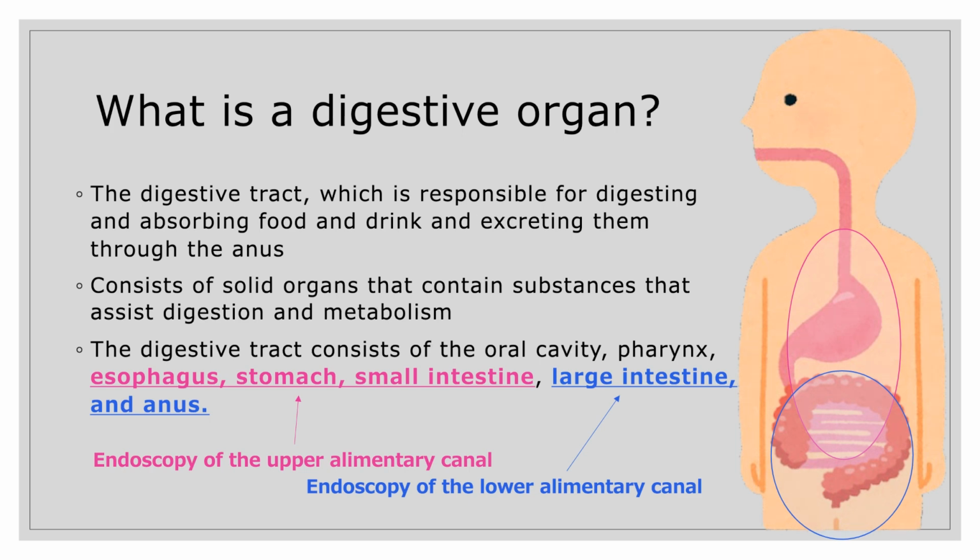The upper gastrointestinal endoscopy covers the esophagus, stomach, and part of the duodenum, while the lower gastrointestinal endoscopy covers the anus to the colon and the end of the ileum. The lower gastrointestinal endoscopy covers the lower gastrointestinal tract from the anus to the large intestine and the end of the ileum.